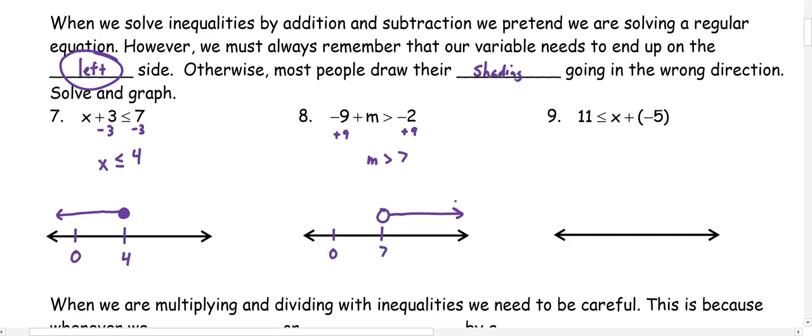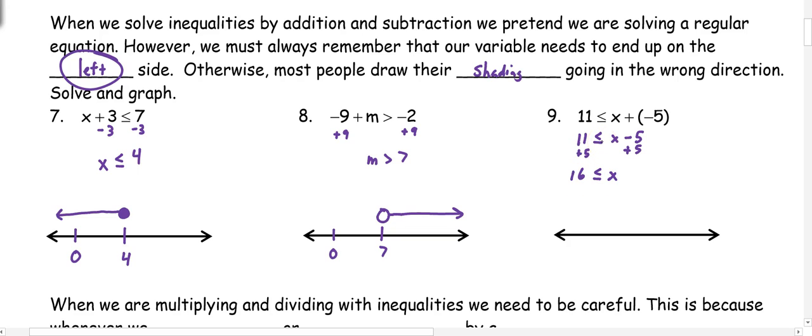Number 9, so we have 11 is less than or equal to x plus negative 5. Because it's plus negative 5, we need to rewrite it as x minus 5. So in order to get x by itself, we're going to add 5 to both sides. So 16 is less than or equal to x.